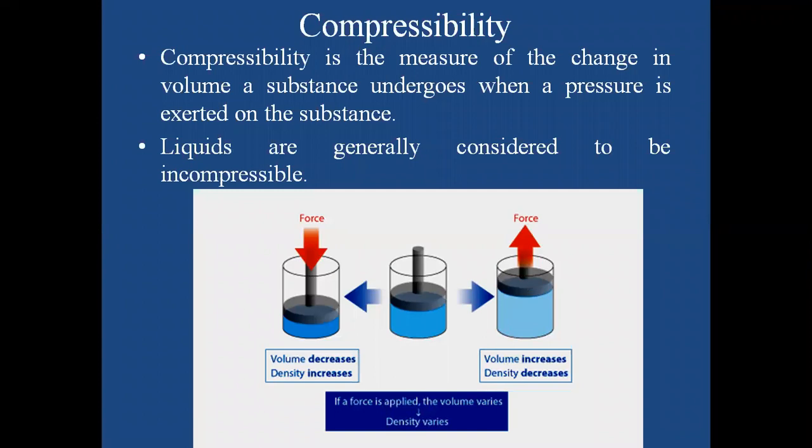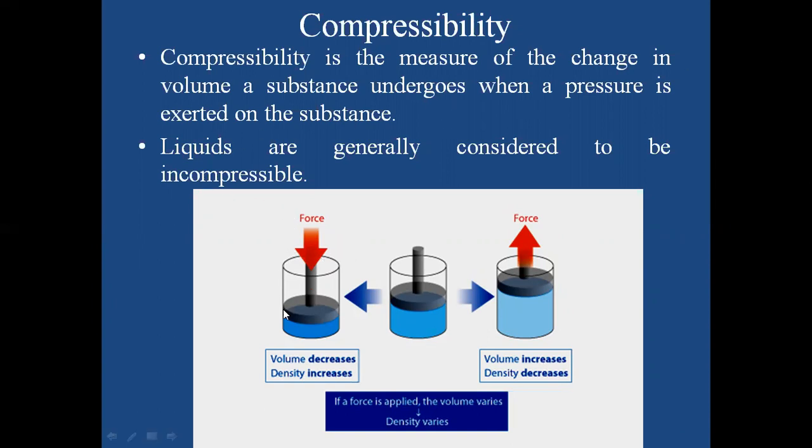Next we are going to see what compressibility is. Compressibility is the measure of the change in volume of a substance when pressure is exerted on it. Liquids are incompressible. We can't compress them; if we try to compress them, they will splash out. But gases and air are compressible. So liquids are generally considered to be incompressible.